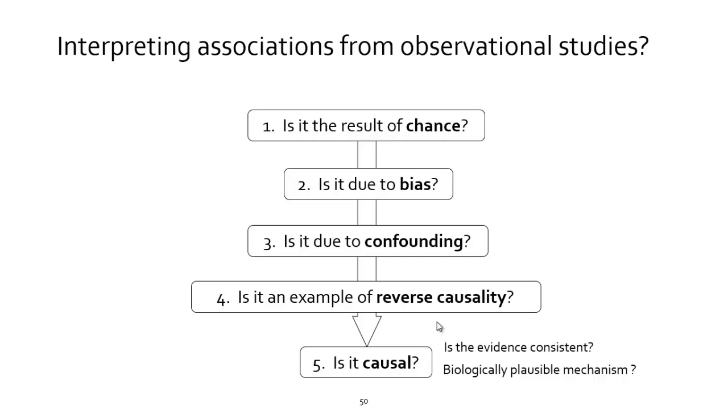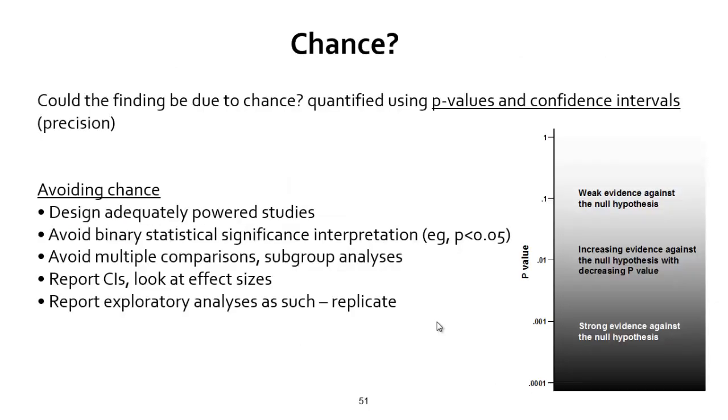a causal mechanism. So this is a checklist that's useful when reading about a finding in an observational study, and it's worth remembering this. So could the finding be due to chance, bias, confounding, or reverse causality? So there are alternative explanations for an association that we see. And if we're satisfied that it's not due to that, we then might ask whether the association that we see is causal or not. So let's have a look at each of these in a tiny bit more detail.